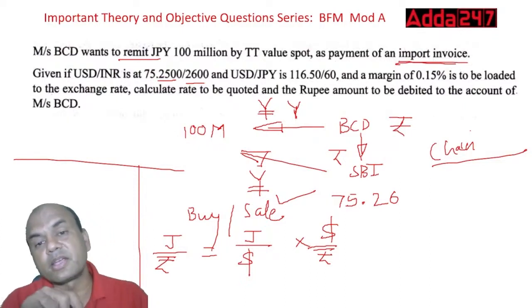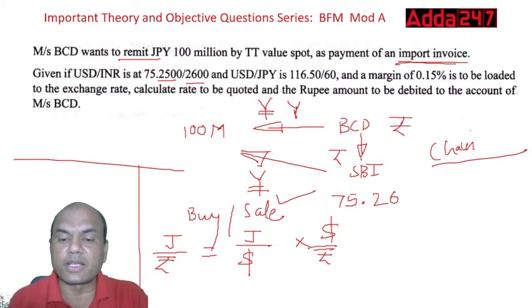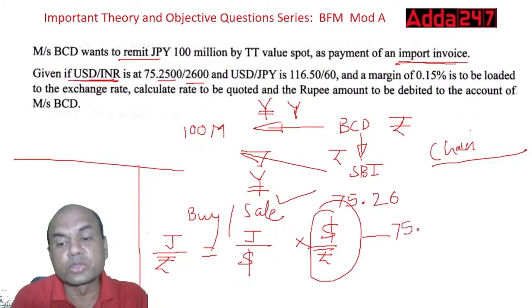Now do I have these rates? Let's check this. What am I having? This dollar to rupee. Look at this, dollar to rupee, I am having it. USD to INR, dollar to rupee. So what rate is this? 75.26 sale rate, right? Because I am selling it.